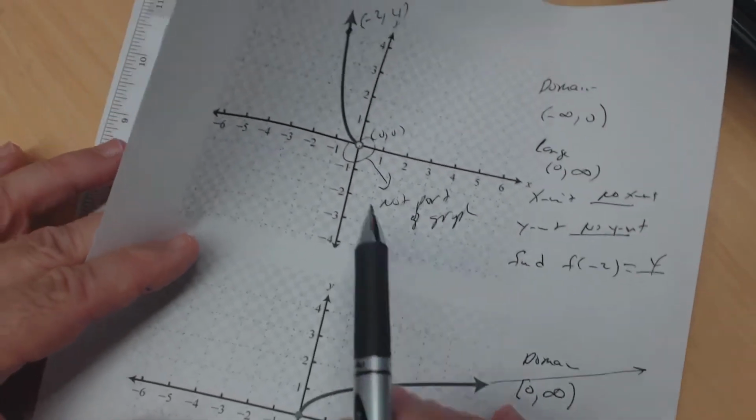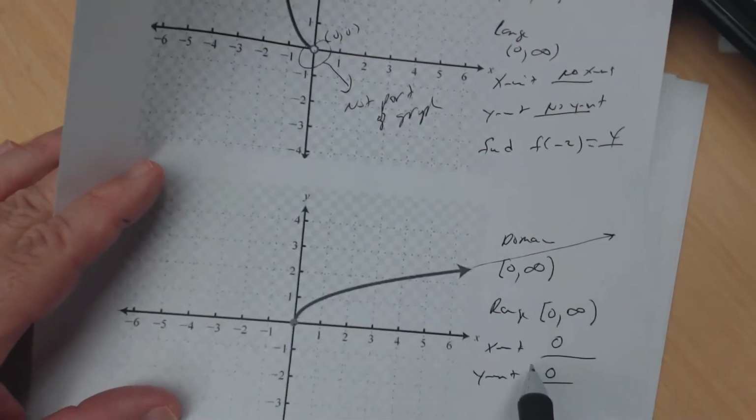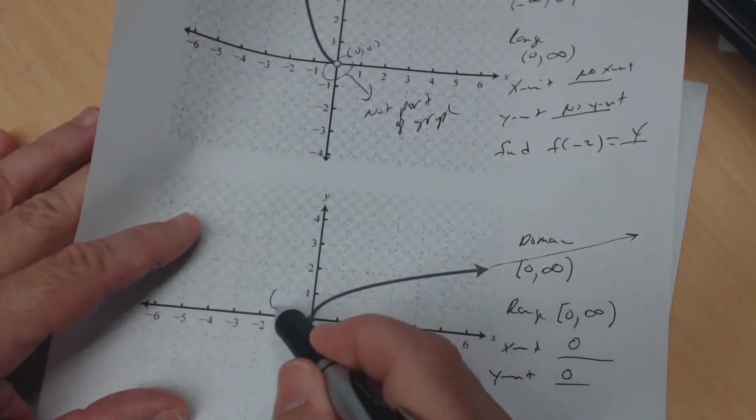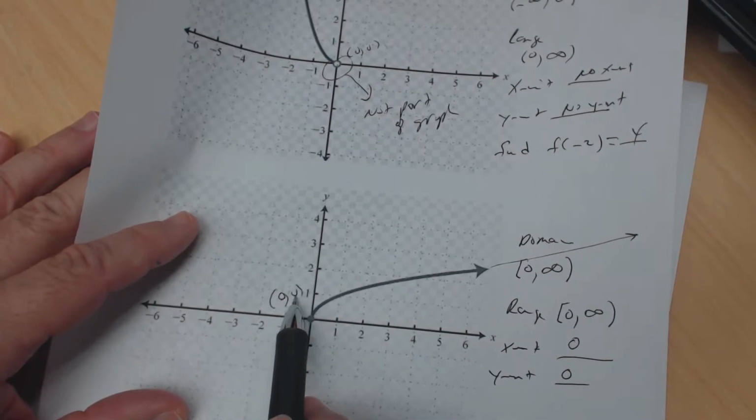So here I didn't have any before. See the difference? That's open, that's closed. So 0, 0, because remember, that's the origin. So the x-intercept is at 0, the y-intercept is at 0.